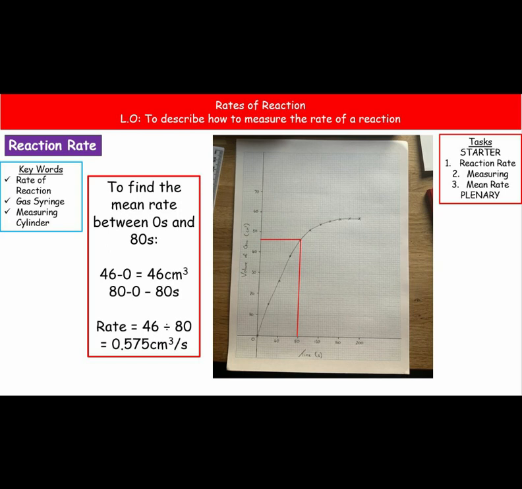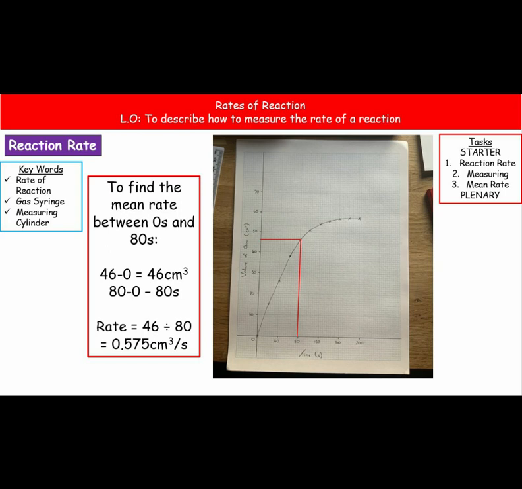So in order to actually work out the volume, then what we need to do is have a look at our maximum volume, so the top point there, which is actually 46 centimeters cubed, and then for 0 we had no gas, so 0. So 46 minus 0 is 46 centimeters cubed. That's how much we made across those 80 seconds. Then we need to work out the difference in our time. In this case, from 0 to 80 is just 80 seconds, and then our rate is the amount divided by the time. So 46 divided by 80, put that into your calculator, and we get an answer of 0.575.